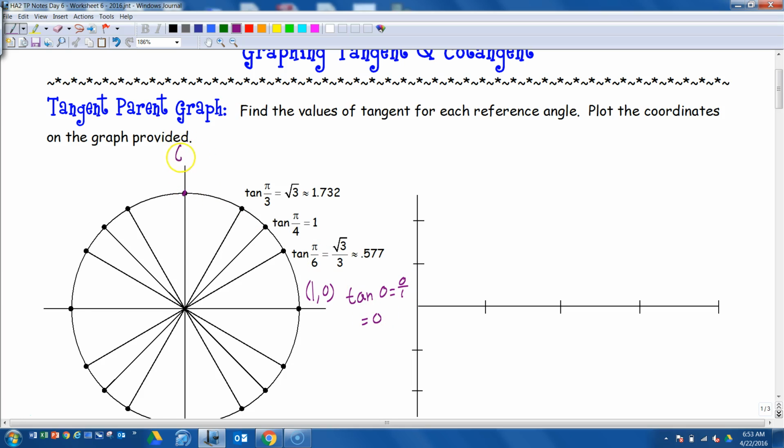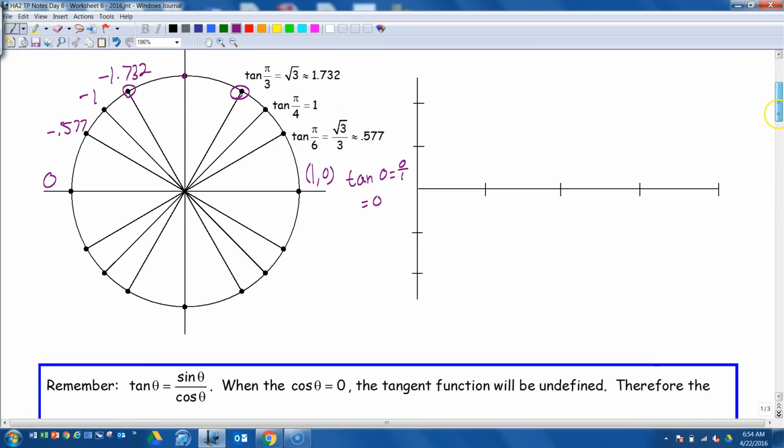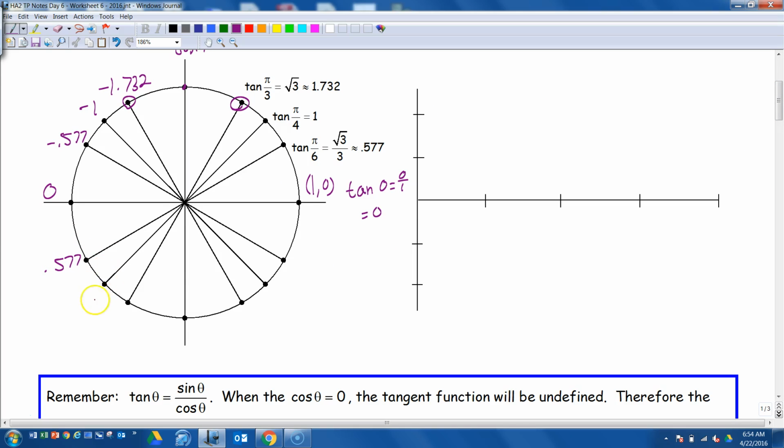And then at 90 degrees, when the point is 0, 1, the tangent at pi over 2 is equal to 1 over 0, which is undefined. And then this value is the same as this value, but it's negative. This value is 1, negative. This value is negative 0.577, and then this goes back to 0. And then remember, tangent is positive again in quadrant 3. So these are all the tangent values in decimal form. And again, down here it's undefined. And then tangent becomes negative again.